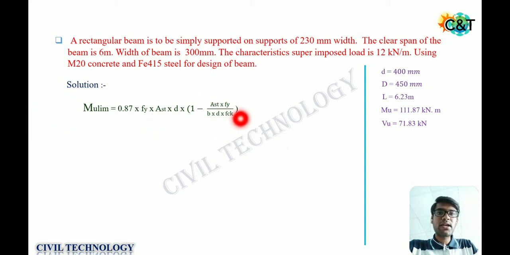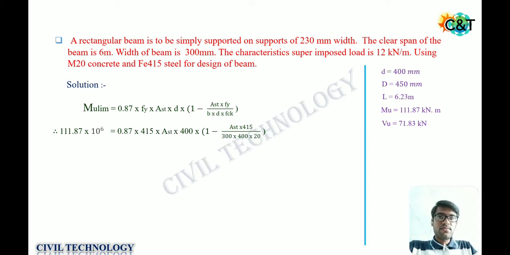All other parameters we already know except the AST. So just put down all the parameter values. For our case the design moment is 111.87. In our case this is not MU limit, this is MU, because MU is already less than MU limit and our section is singly reinforced.